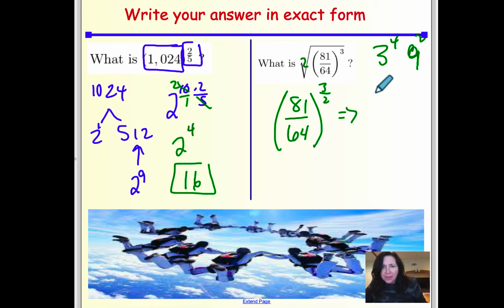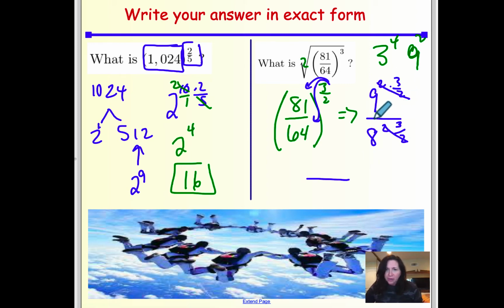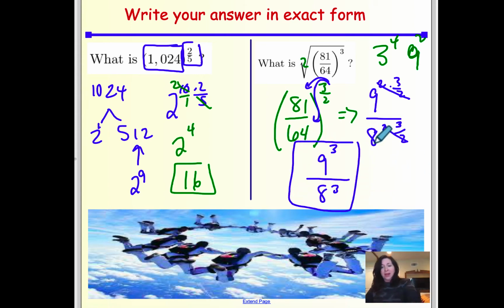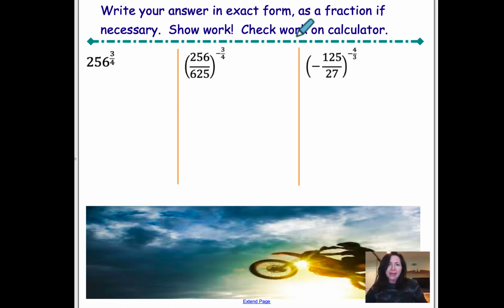So 81 is going to be 9 squared, and that's distributing this 3 halves. Don't forget you have to distribute it to both terms. So 9 squared to the 3 halves power, divided by 64, which I'm going to call 8 squared, to the positive 3 halves power. The 2s are going to cancel here and here. So what I have is 9 to the 3rd power over 8 to the 3rd power. You can just leave it like that unless you want to multiply it out. Again, answer in exact form, as a fraction if necessary.